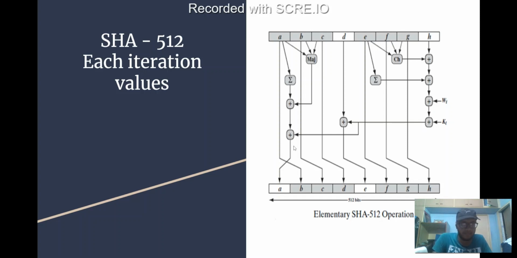Now, coming to E. For E, you add D and you add KT with all these values with H and the CH of E, F, G. Now, CH is the choice function. This is just a conditional function. That is, if E is true, that is, if the E value is 1, then take F, or if the E value is 0, then take G. Then you add these values with WT, KT, and you add D to it to get E.